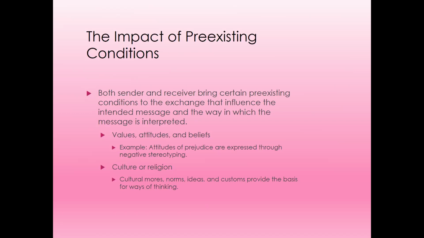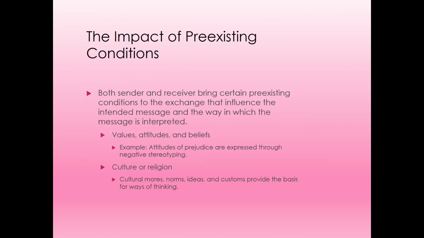Values, attitudes, and beliefs are learned ways of thinking. So children generally adapt the value systems and internalize the attitudes and beliefs of their parents. Children may retain this way of thinking into adulthood or develop a different set of attitudes and values as they mature. Values, attitudes, and beliefs can influence communication in numerous ways. For example, prejudice is expressed verbally through negative stereotyping.